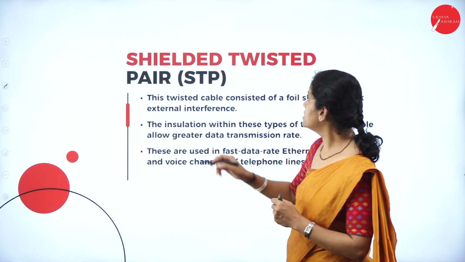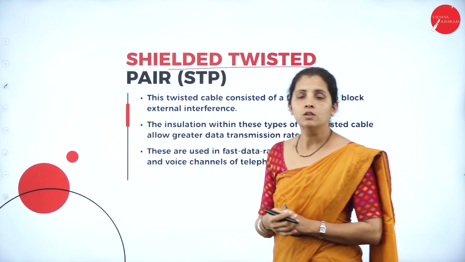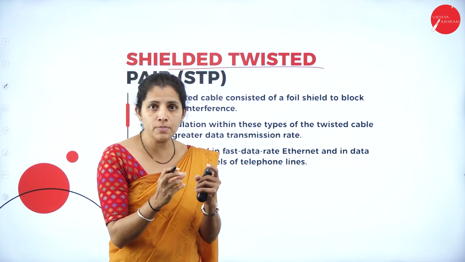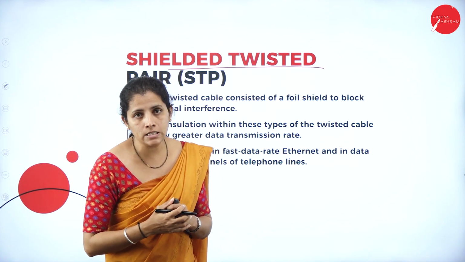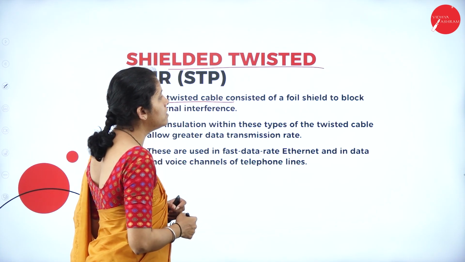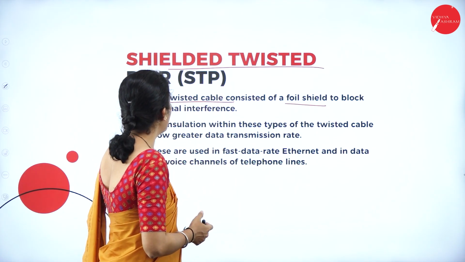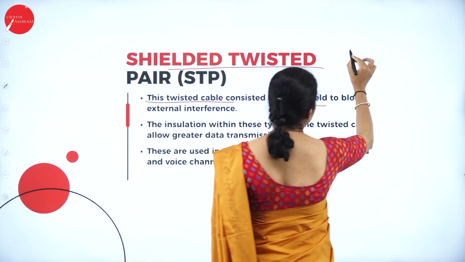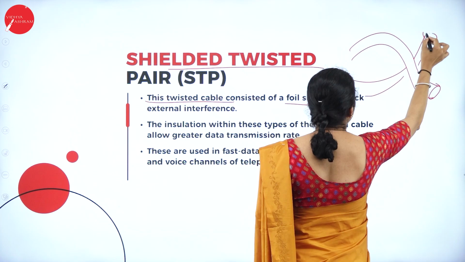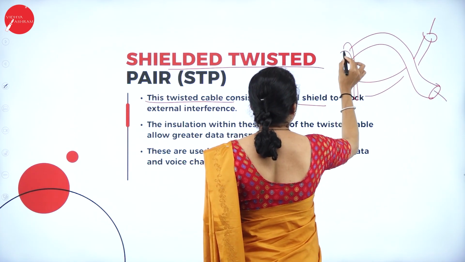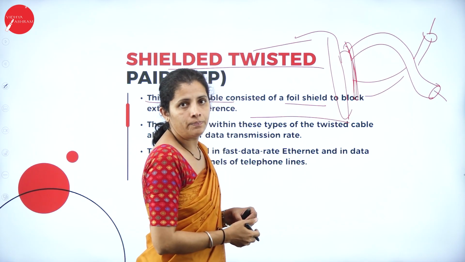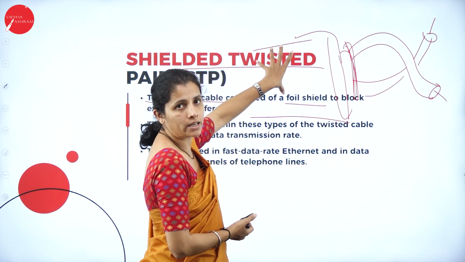Now, let me discuss shielded twisted pair cable. As the name itself indicates, we are going to have a copper shield. It is responsible for protecting electromagnetic signals. So dear student, this twisted cable consists of a foil shield to block external interference. If this is my twisted pair cable, now I'm going to have the copper shield. Above that, I'm going to have the protector, and above that I'm going to have the jacket, that is plastic jacket.